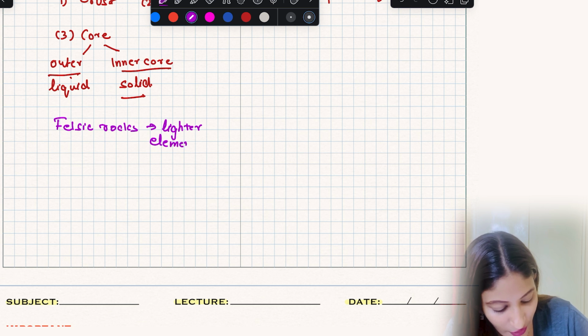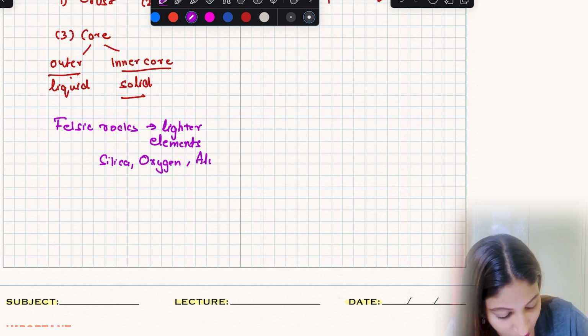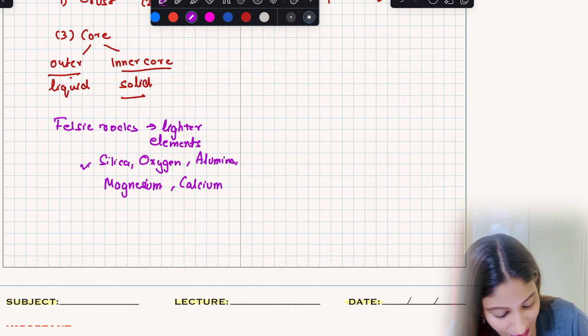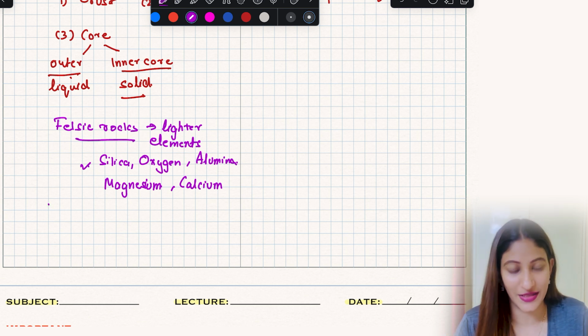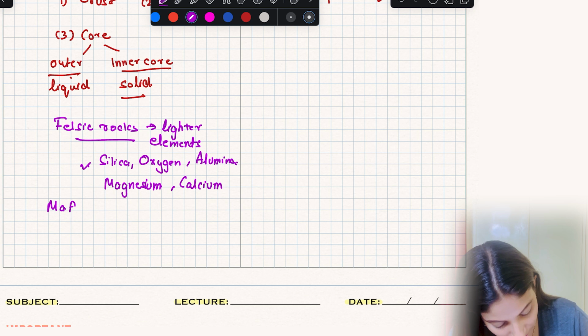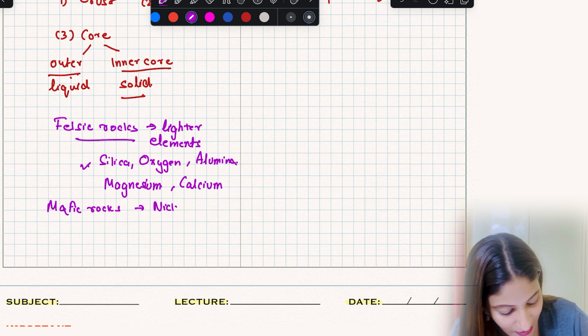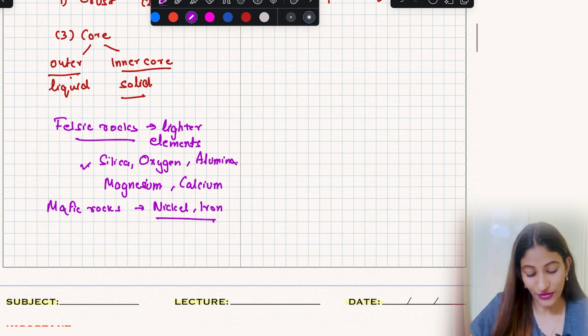Lighter elements include, of course, silica, oxygen, alumina, magnesium to a certain level, calcium. These are lighter elements. Felsic rocks are made up of lighter elements. Then there are mafic rocks. Mafic rocks are made up of heavier elements such as nickel, iron, etc. Alright, so this is the basic division between felsic rocks and the mafic rocks.